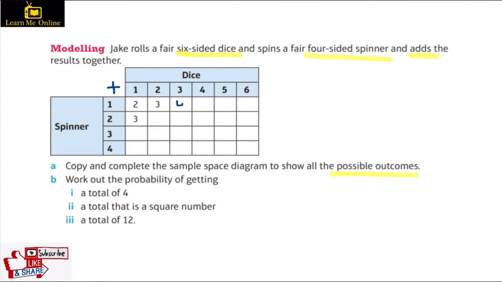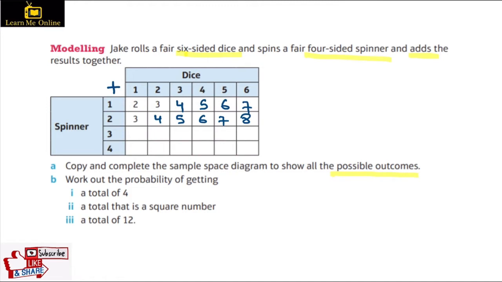1 plus 3 would be a 4 here. 1 plus 4 would be 5. 1 plus 5 would be 6. And 1 plus 6 would be 7. To fill in the next row now, we do the same thing, which is 2 plus 2 is 4. Then 2 plus 3 is a 5. 2 plus 4 is a 6. 2 plus 5 is a 7. And 2 plus 6 is 8.